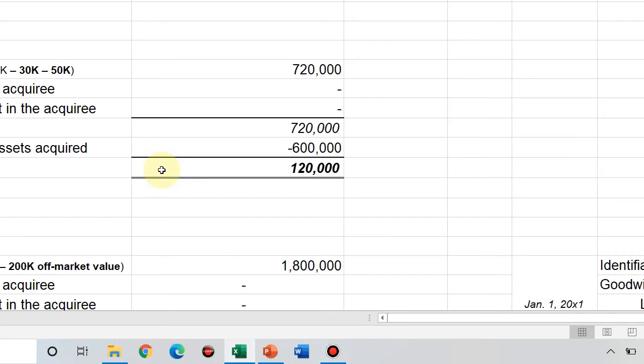Bakit siya kasama dyan? Kasi trade secret siya, so para siyang goodwill. Okay? Para siyang goodwill na may pagkakataon na i-grant pa lang ni Star siya, makukuha pa rin siya ni Sky. Okay, even if na-acquire na ni Sky si Star, even after longer periods of time. So, bakit siya kasama sa consideration transfer?